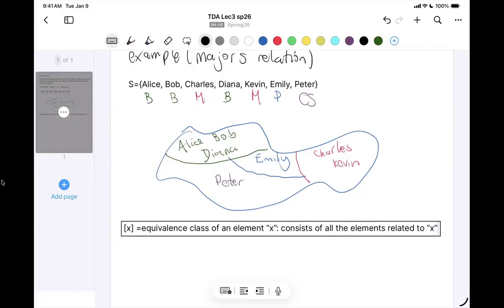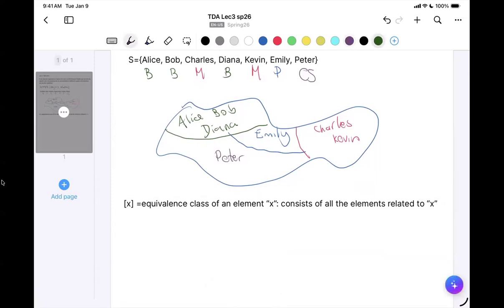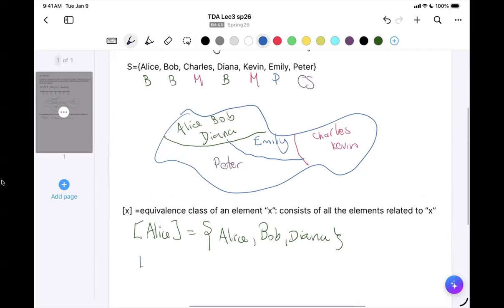So in this case, let's just do it for each of them. What is the equivalence class of Alice? The equivalence class of Alice is all the students with the same major as Alice. So Alice has the same major as Alice, and it's Bob and Diana as well, right? The equivalence class of Emily is just Emily.